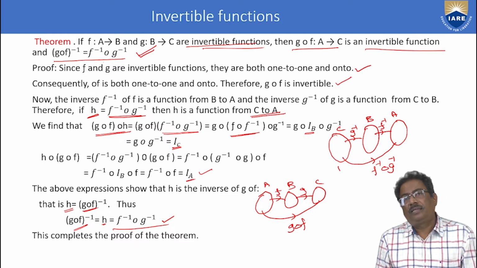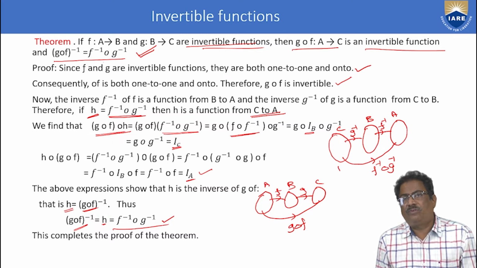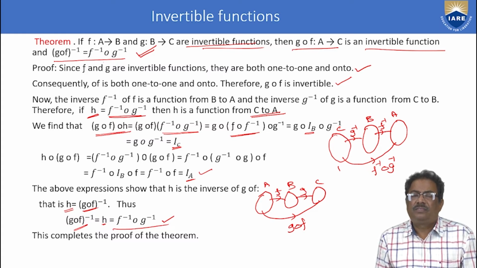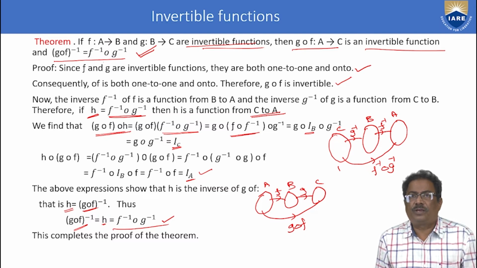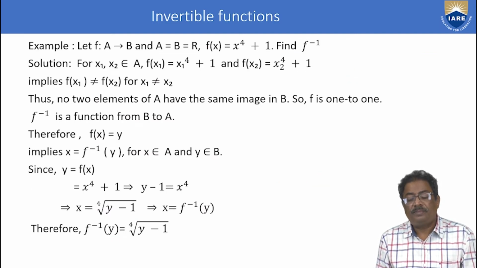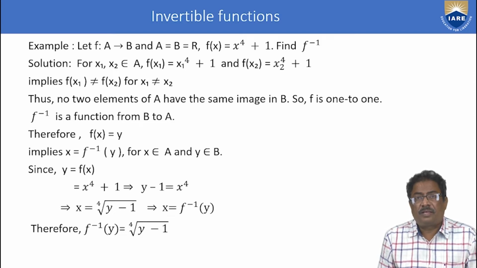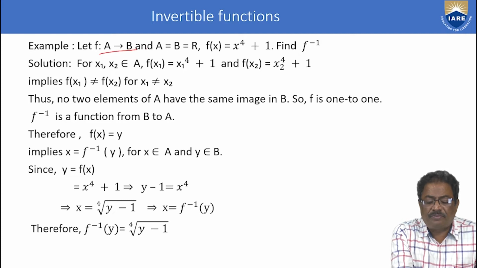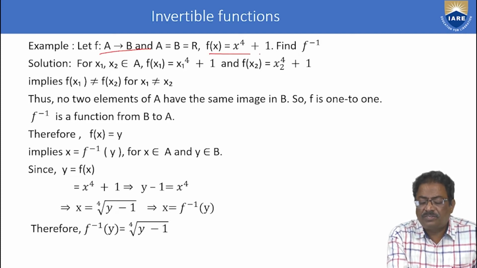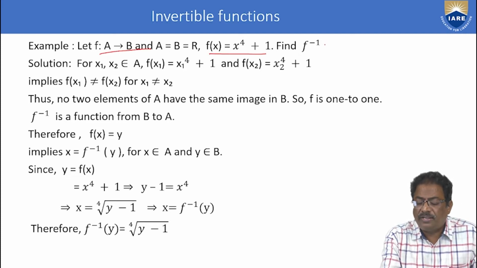In this way, for proving that g of f whole inverse is f inverse circle g inverse, first of all we define them from the same set to the same other set, and after that we prove the equality. Now the next one is an example. Here f is given and the function value is given. Find f inverse.